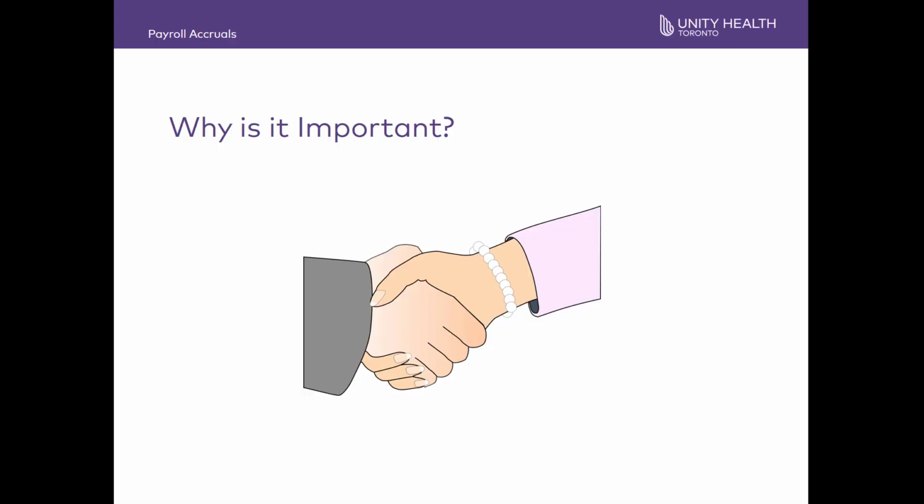Unity Health Toronto prepares its financial statements and reports through an accrual method when possible. Accrual accounting is an accounting method where revenues or expenses are recorded when an event occurred rather than when payment is made. This event may include a contract or invoice is executed or when hours are worked.